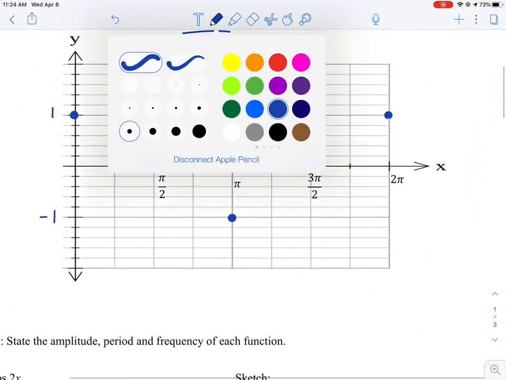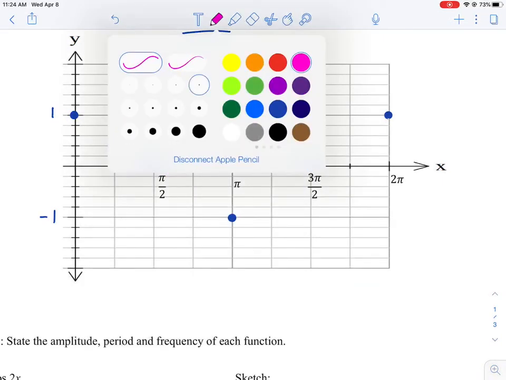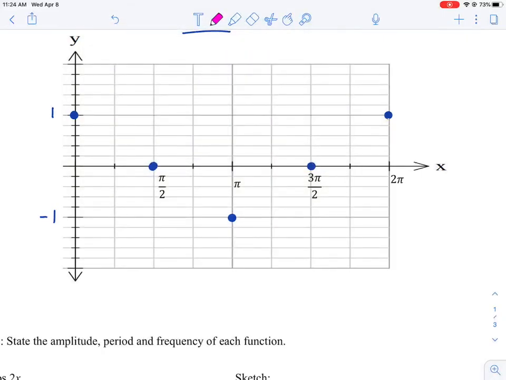Now, when you graph this, do not make them a point like this. They are not pointy graphs. It is a curve. We call them a cosine curve and a sine curve. So when you connect them, please try to curve this as much as possible.